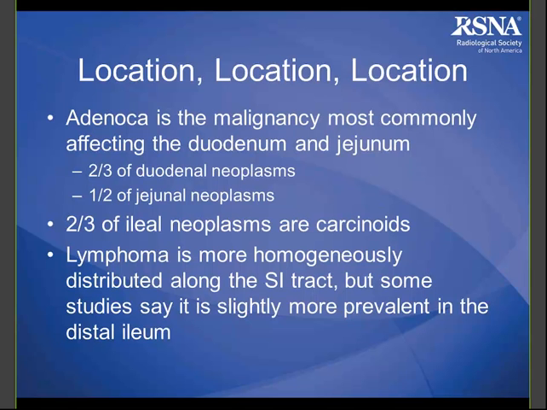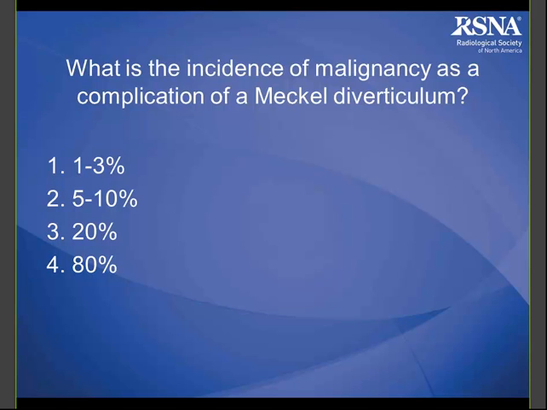Lymphoma is more homogeneously distributed along the small bowel, but some studies say it might be more prevalent in the distal ileum. So next question, what is the incidence of malignancy as a complication of a Meckel diverticulum? I'll give you a moment to think of that.